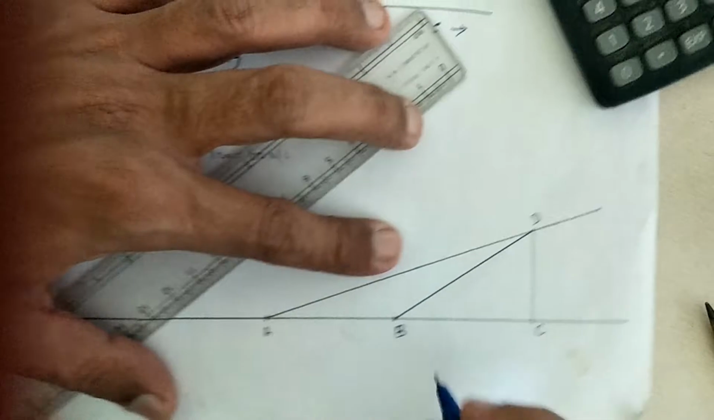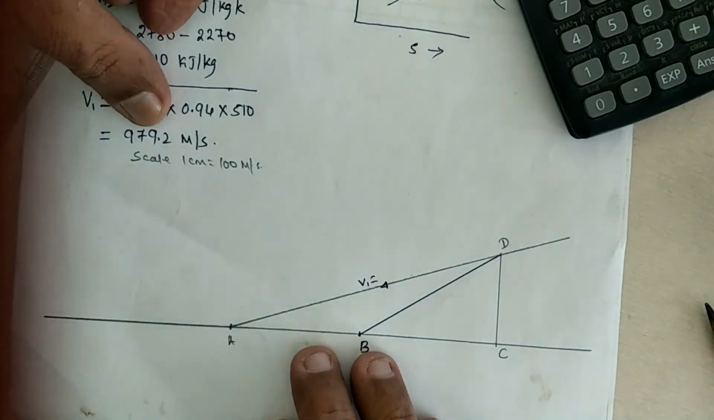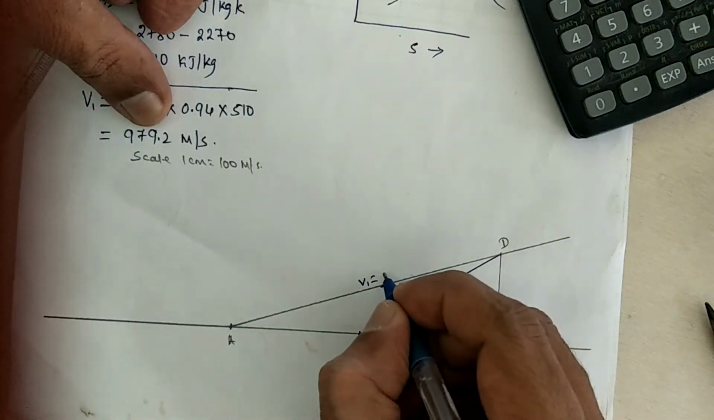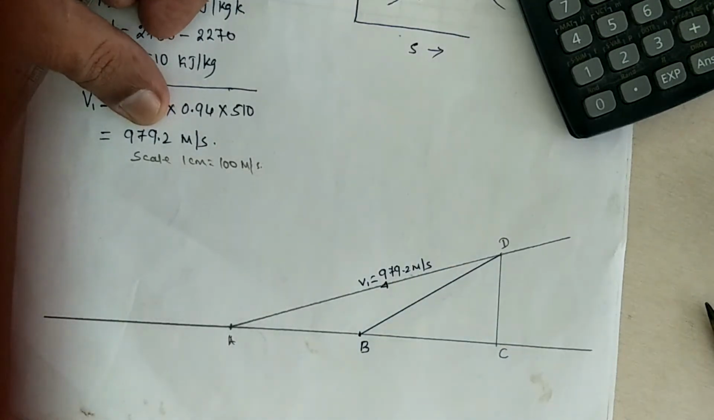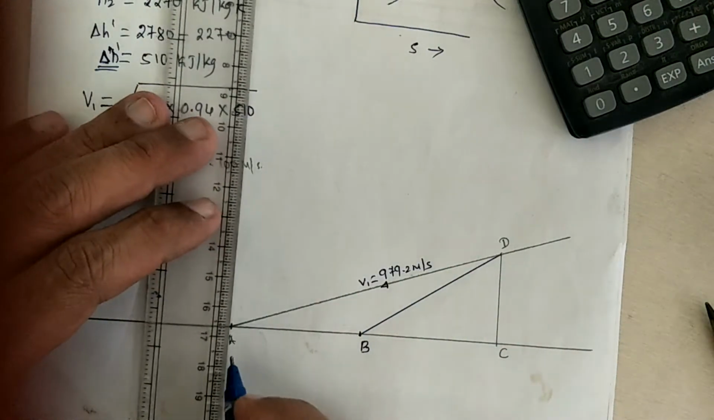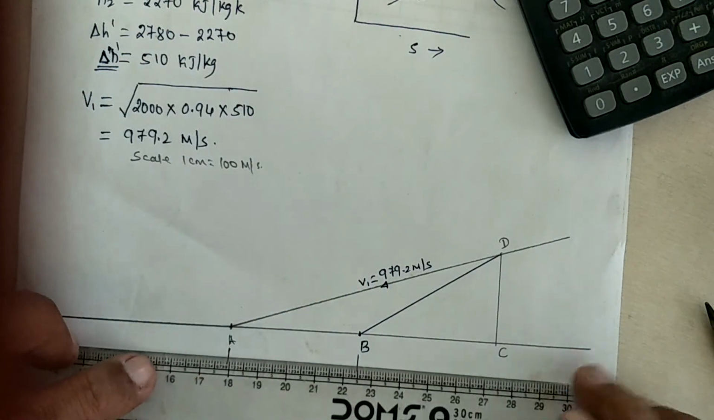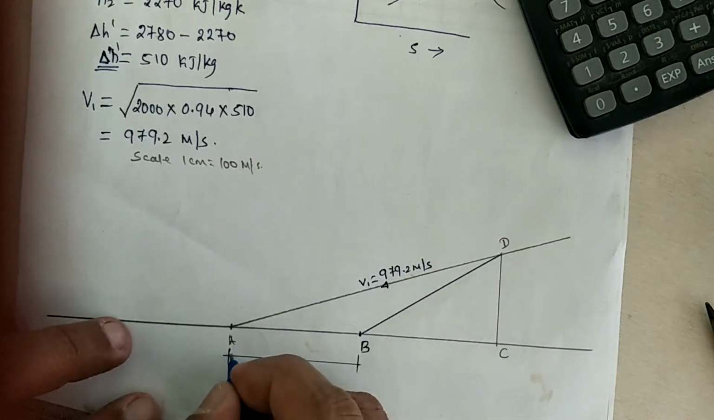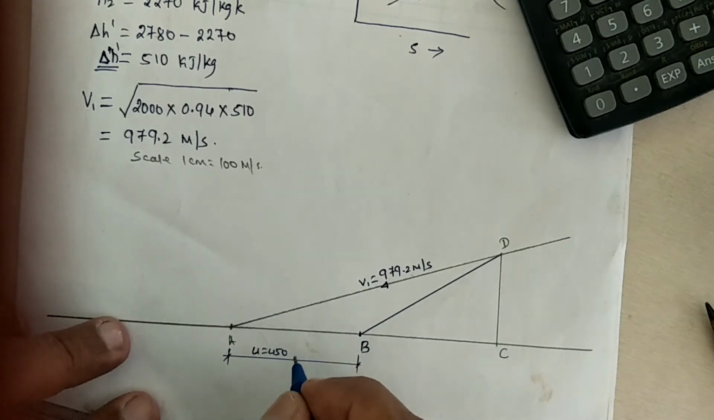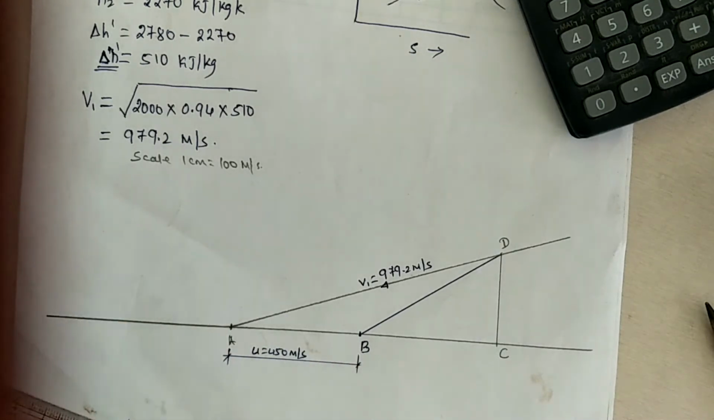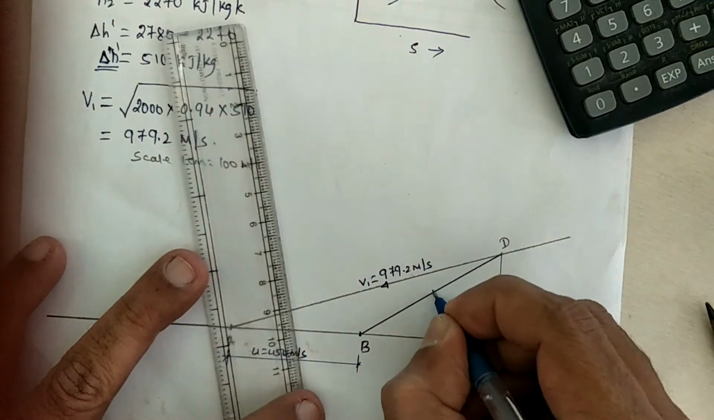So this is B. This is V1. The length of V1 is 9.79 centimeters and its magnitude is 979.2 meters per second. The value of U is 450 meters per second, so I am going to locate that also. So U is equal to 450 meters per second. Now I am going to measure the VR1 value.